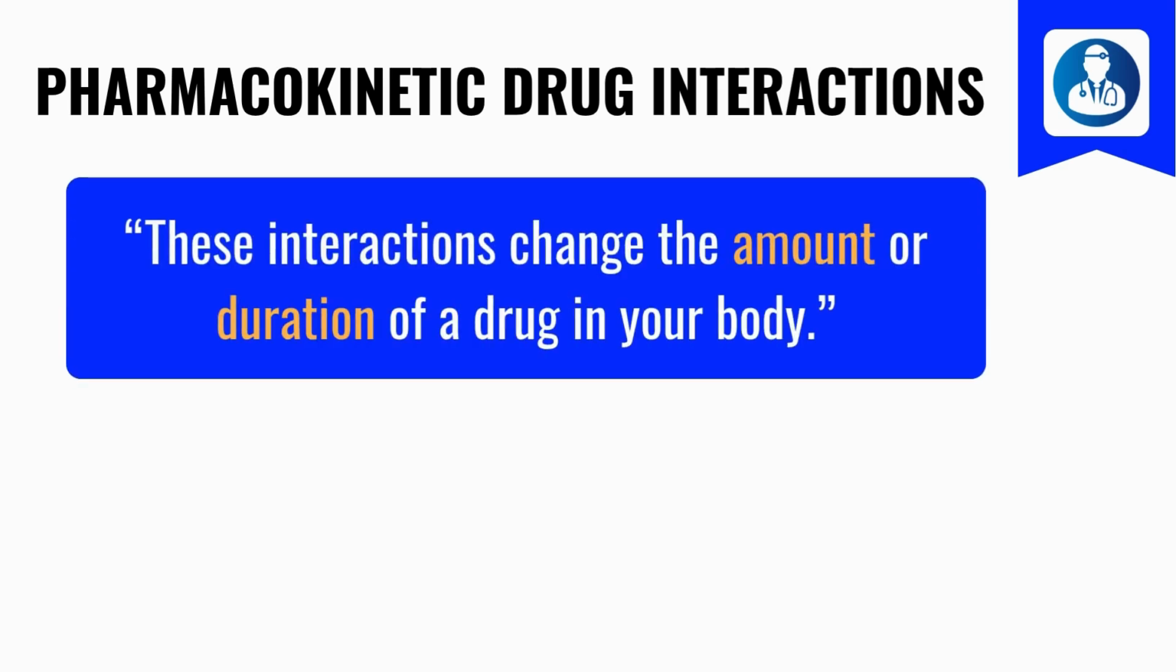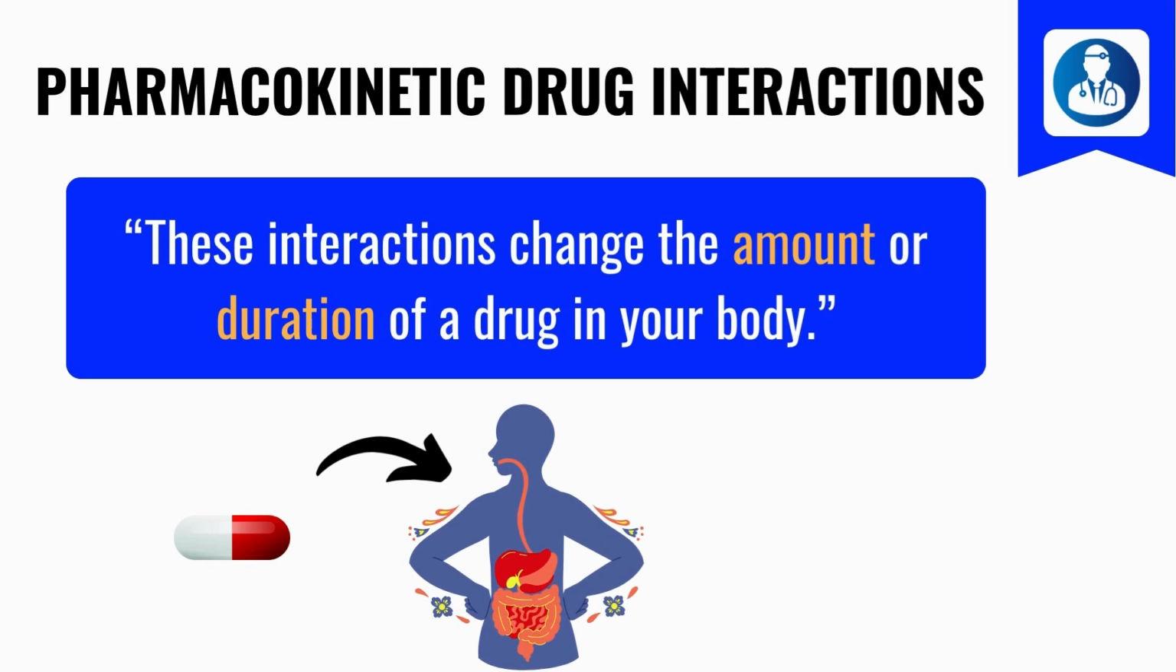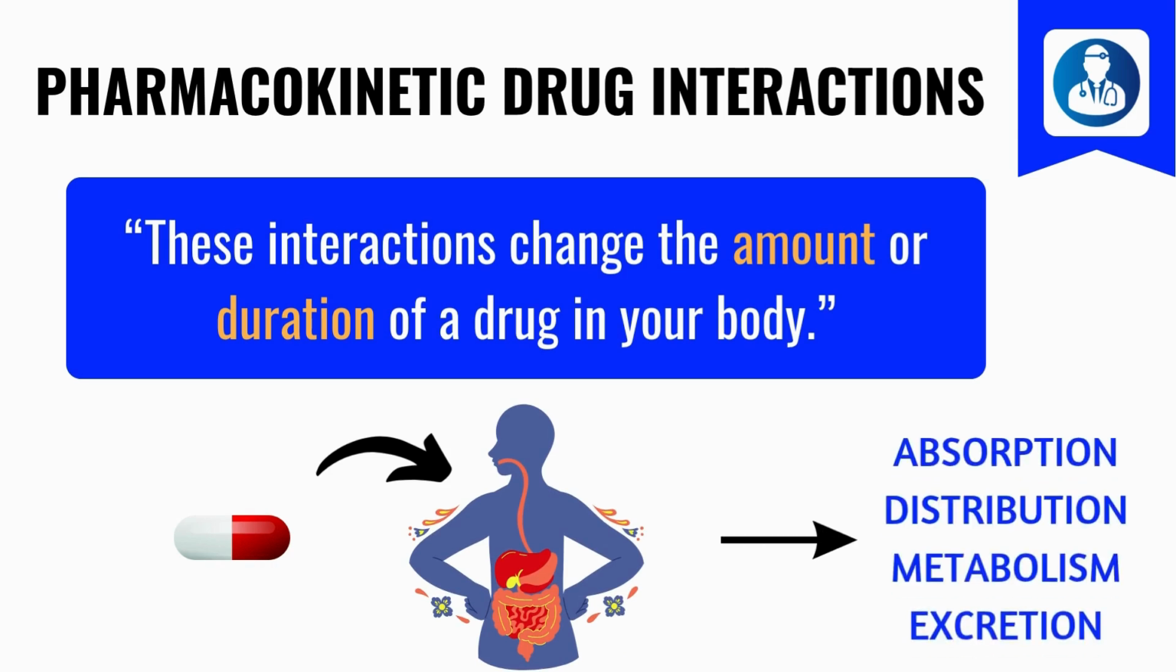These interactions change the amount or duration of a drug in your body. Think of it like this. You take a pill, and it travels through your body: absorbed, distributed, broken down, and finally removed. Okay, no problem. But if another drug comes in and changes any part of the pill's journey, it changes how much of the drug is in your body and for how long. This is called a pharmacokinetic drug interaction.